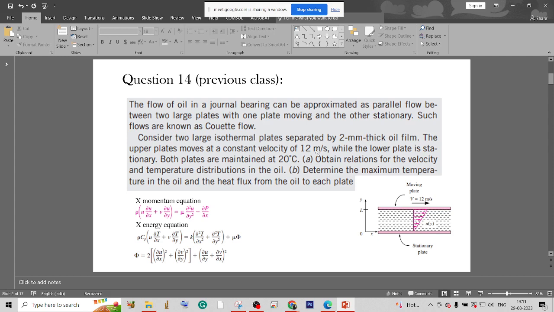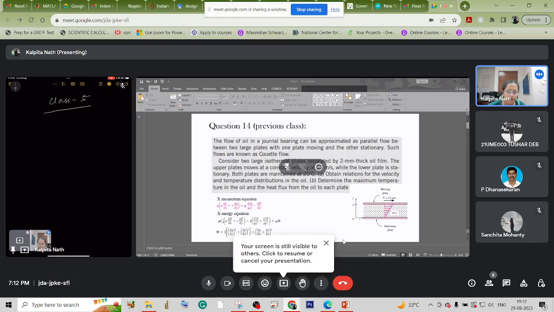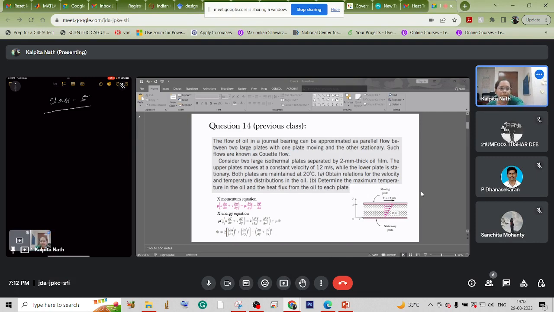Obtain the relation for velocity and temperature distribution in the oil, and determine the maximum temperature in the oil and the heat flux from the oil to each plate. Right. So what will be the maximum temperature and where will the maximum temperature be? This is the second part, and the first part is to obtain the relationship for velocity and temperature distribution. So you have to solve the equations for Couette flow. For that you need the momentum and energy balance equations, and you have to solve them to get the corresponding equation for this situation. I'll give you some time to solve this. If you have any doubt regarding understanding this question, tell me. I'll explain it to you.